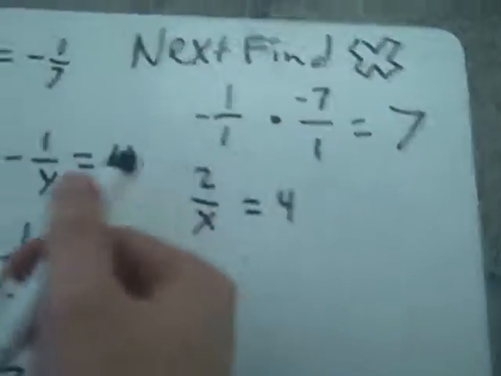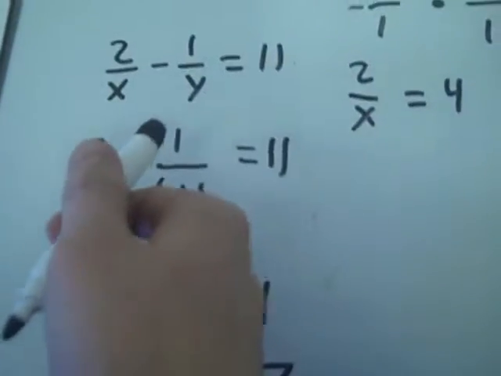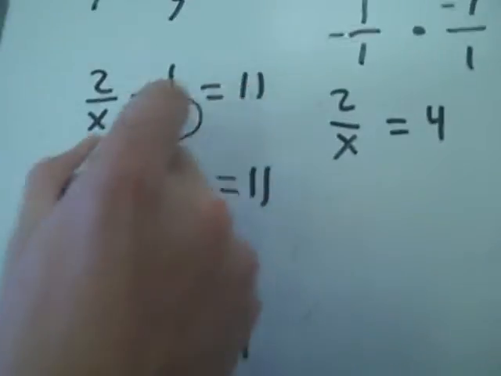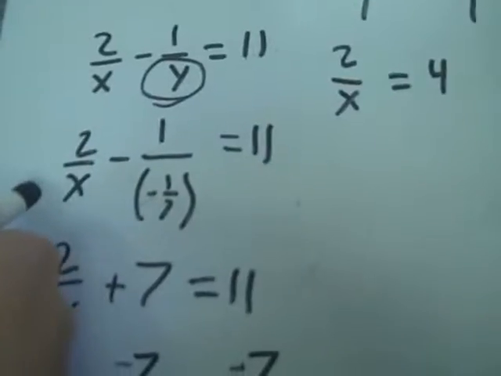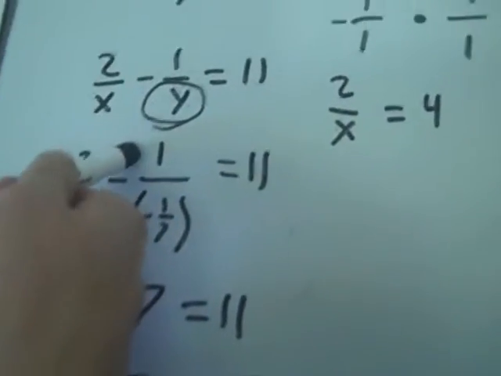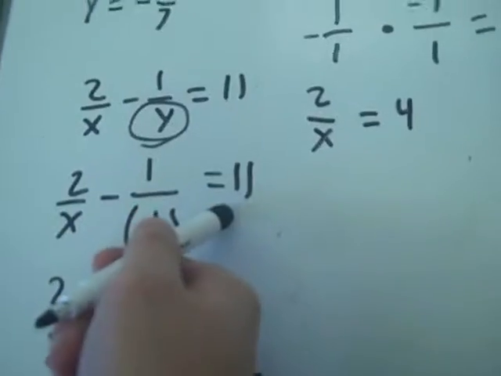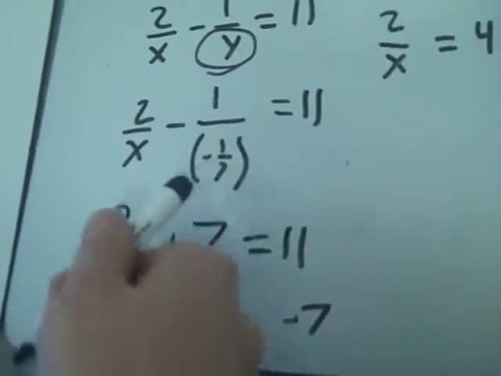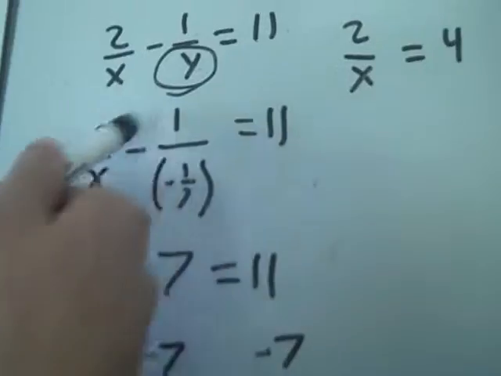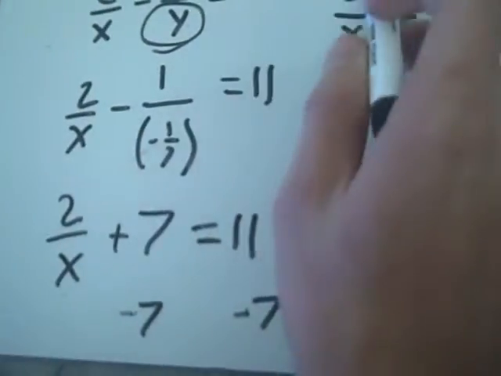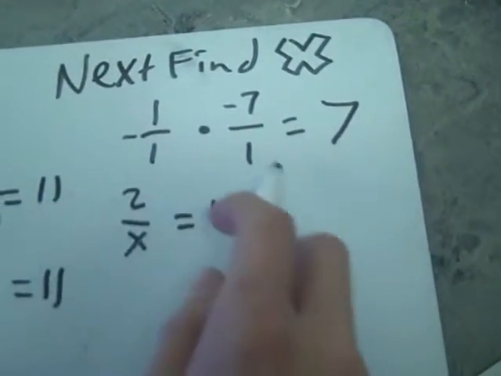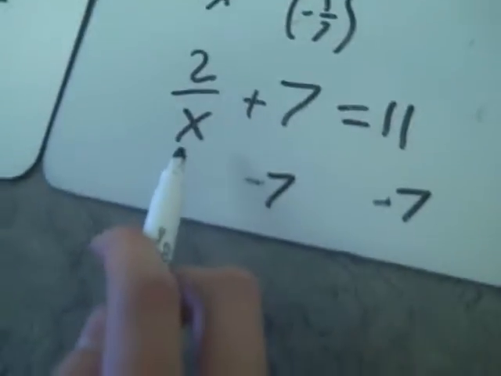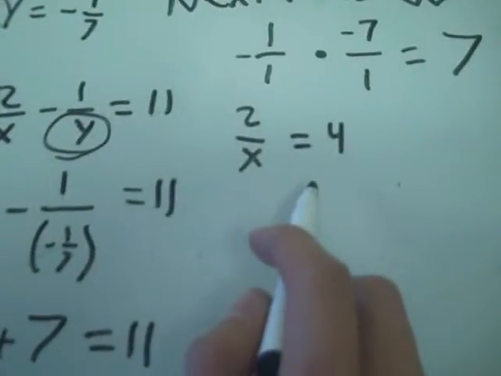Now that you know y, next you have to find x. Since y equals negative 1/7, I'm going to plug that into the first equation in the y spot. So the new equation is 2 over x minus 1 over negative 1/7 equals 11. So really, negative 1 divided by negative 1/7 is negative 1 over 1 times negative 7 over 1, and that equals 7. So I'm going to subtract 7 from each side to get the equation 2 over x equals 4.